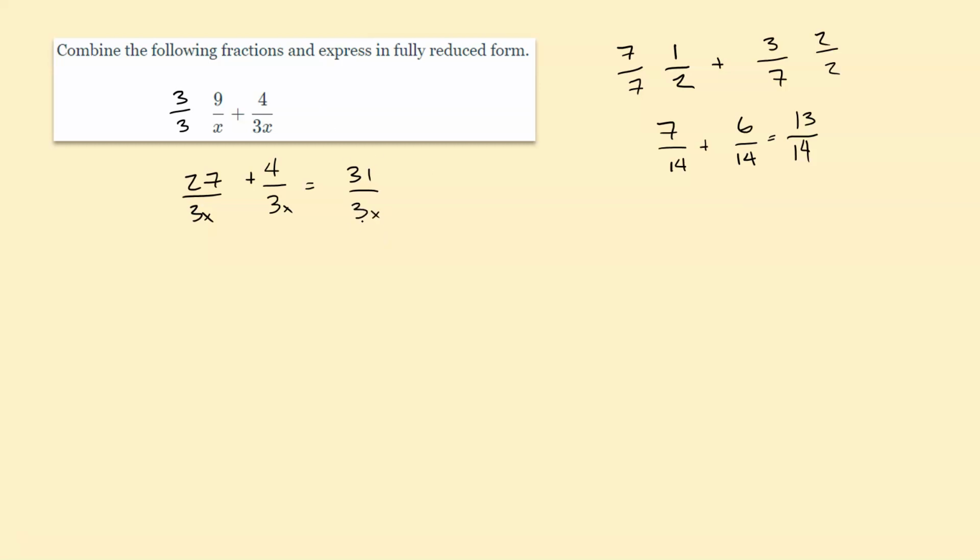And again, this does not simplify. If this was 30 over 3x, then we could reduce it to 10 over x, but that's not the case here. 31 over 3x does not simplify any further.